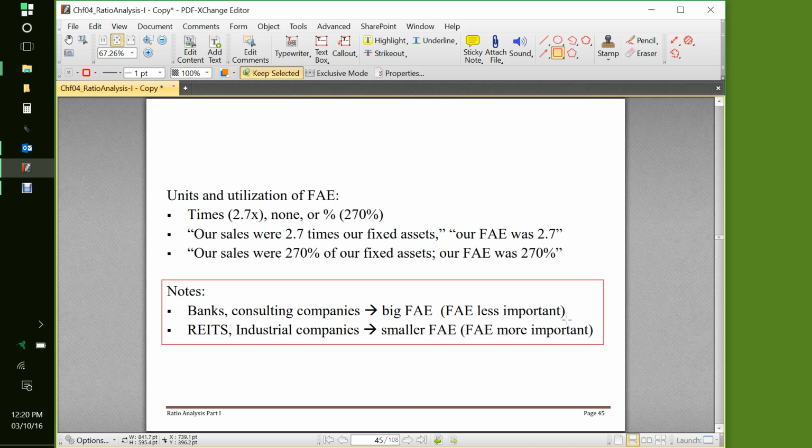In any case, for all of these companies, because they don't have big buildings in which they're renting out space or factories producing widgets, their net PPE is going to be relatively small compared to their sales and hopefully their net income. So a small denominator, a big numerator, they're going to have a big ratio, but it's an unimportant ratio, okay? So FAE is important for industrial companies, not so important for service companies. All right, so let me just write that down for us here, okay.